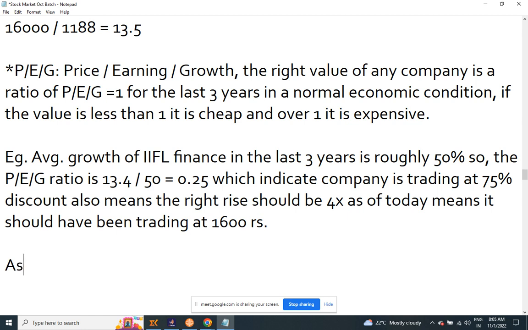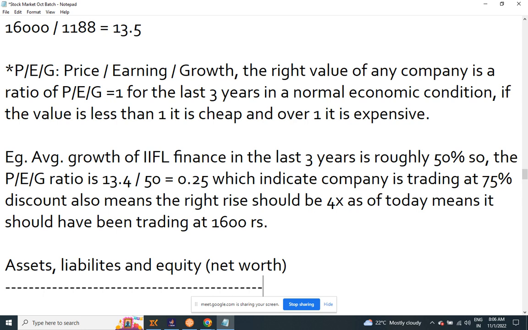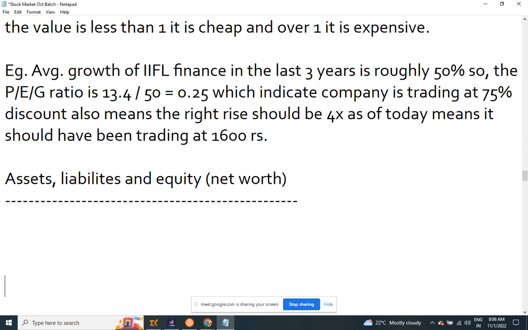To understand the balance sheet, you need to know what is assets and liabilities. Assets, liabilities, and equity, also called net worth. Both are same. These three figures are very important for us in order to understand the balance sheet of any company.